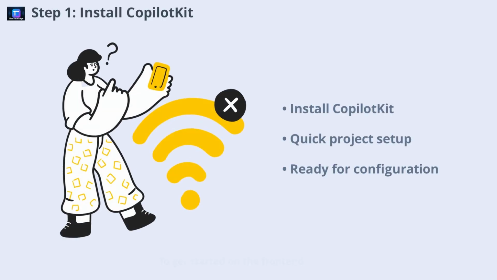To get started on the front end, install CopilotKit using the command npx copilotkit@latest create. This tool streamlines the process of setting up your AGUI-compatible client application. With CopilotKit, you can quickly scaffold a project that connects to your agent and handles real-time interactions. Once installed, you're ready to configure your app to communicate with the agent server.